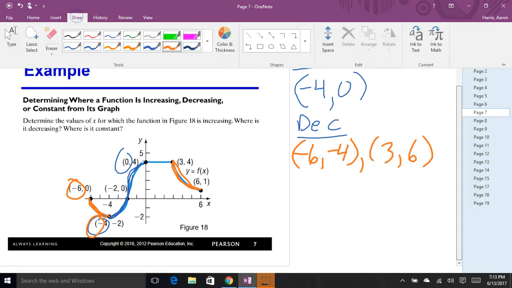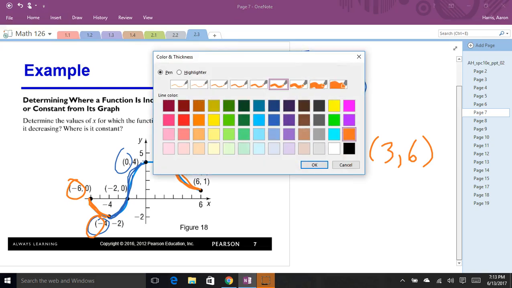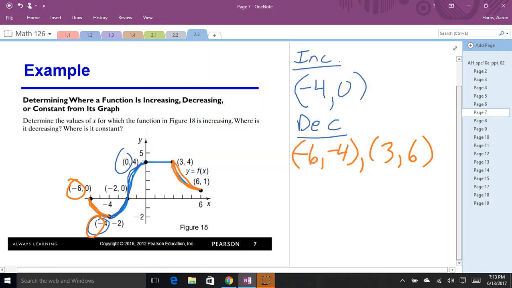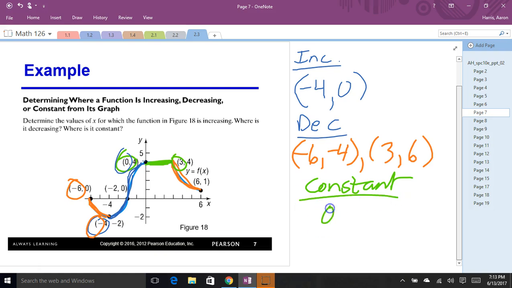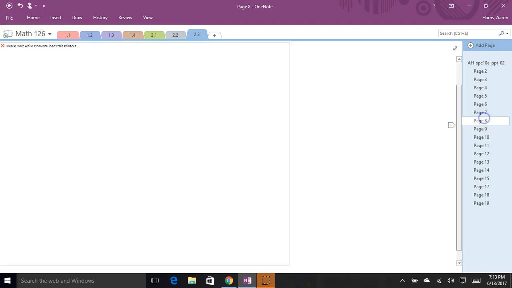And finally, where are we constant? You see we're constant from there to there. So from 0 to an x value of 3 is where you are constant on this thing.